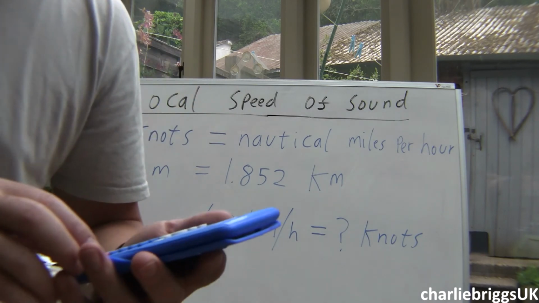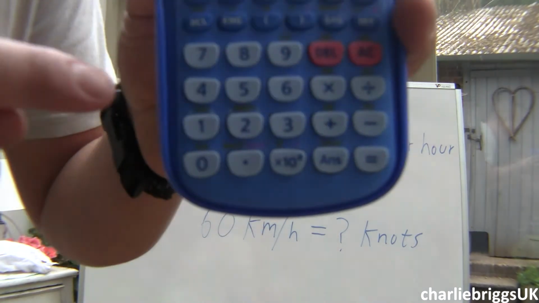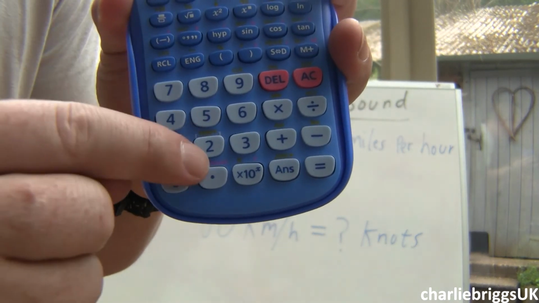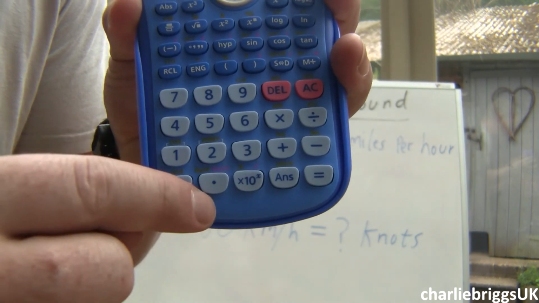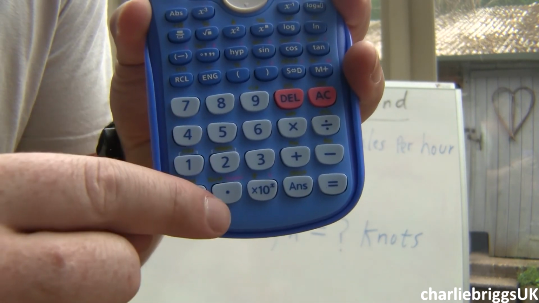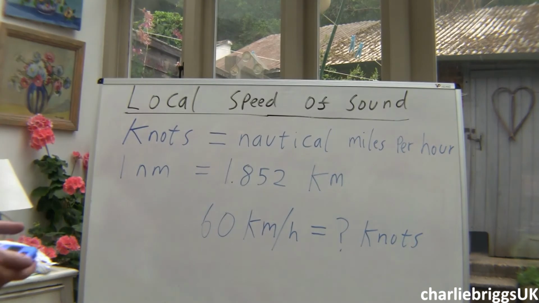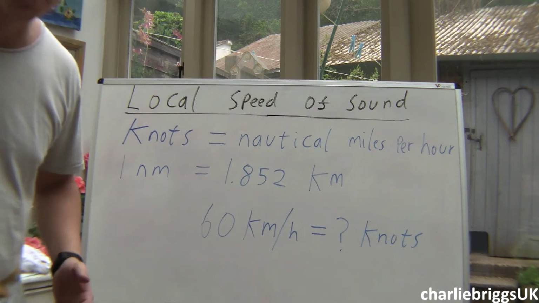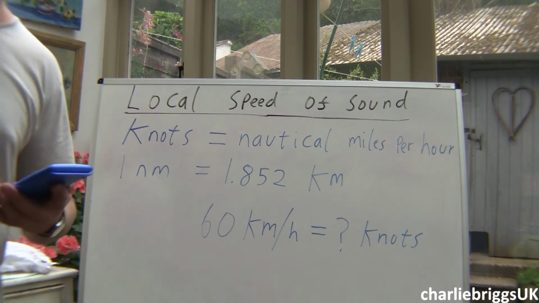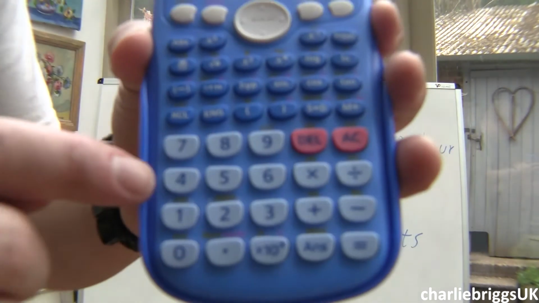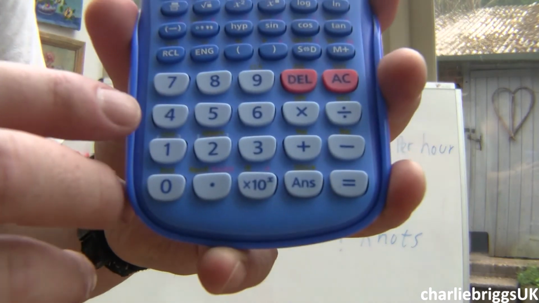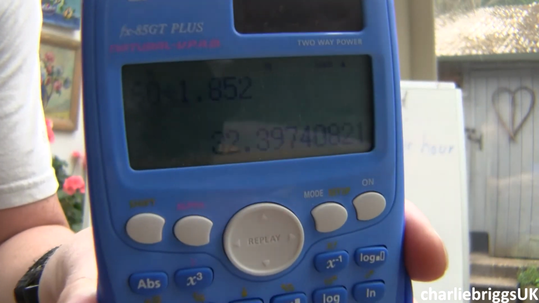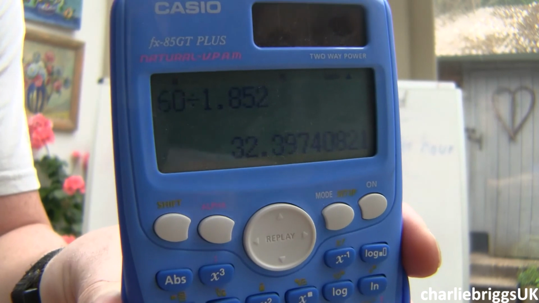Now, a useful thing on the calculator is that 852 are in a vertical line like this. So you can just remember 1.852. So 60 kilometers an hour is how many knots? Well, we just divide 60 by 1.852 and we get the answer 32 knots.